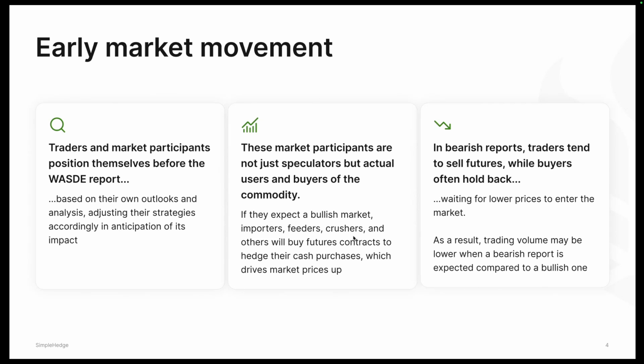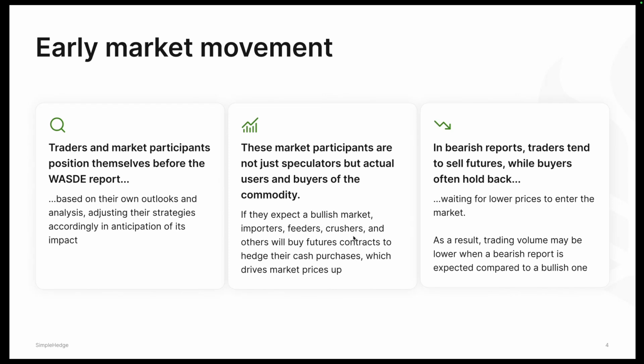Those obviously exist, but there's actual users of the product and buyers of the commodity. So if a report is expected to be bullish, you can see importers, feeders, crushers, and others will be buying futures contracts to hedge against the cash purchases they'll have to make. They're wanting to buy lower if it's going to be a bullish report, so they don't have to pay the higher price. They'll have those purchased futures as a hedge to offset a higher cash price they'll have to pay if the report is bullish.